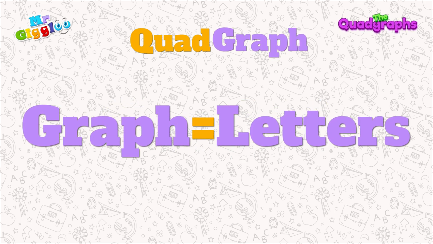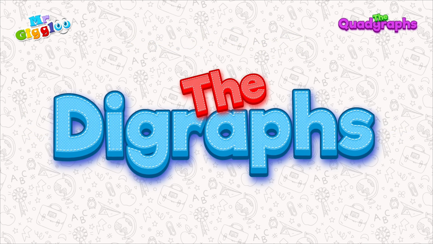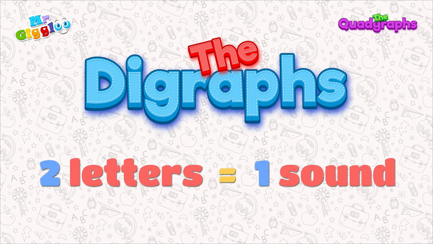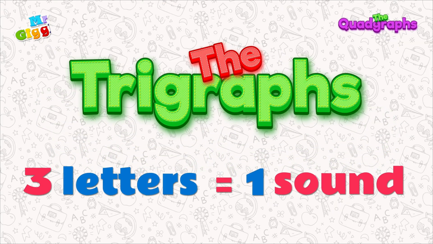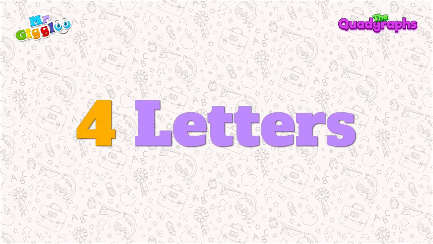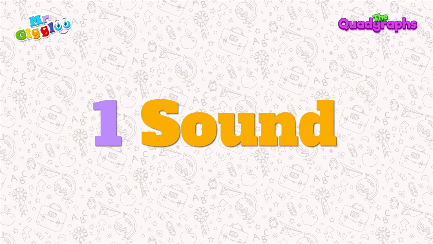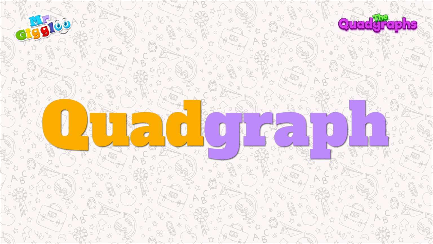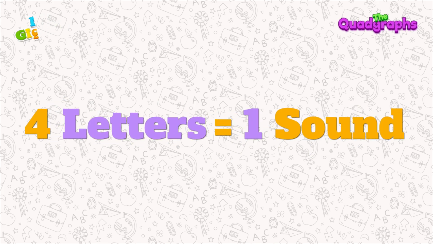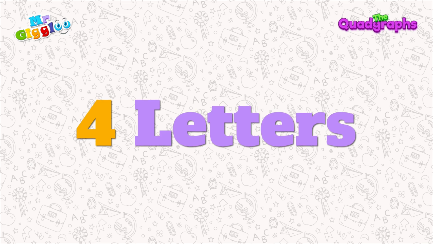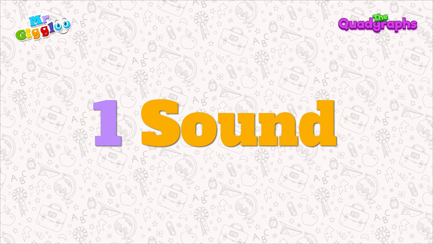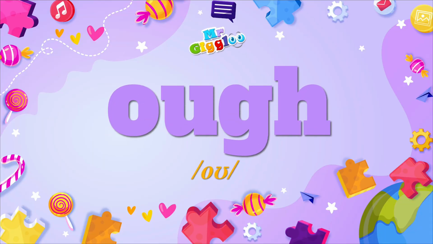Just like we learned in the previous video about digraphs, where 2 letters come together to make one sound, and trigraphs, where 3 letters make one sound. Same like that, when 4 letters come together to make one sound, it's called a quadgraph. That means 4 letters, 1 sound. So a quadgraph has 4 letters, but when you read it, they make just 1 sound. Isn't that amazing? The first quadgraph is OUGH.